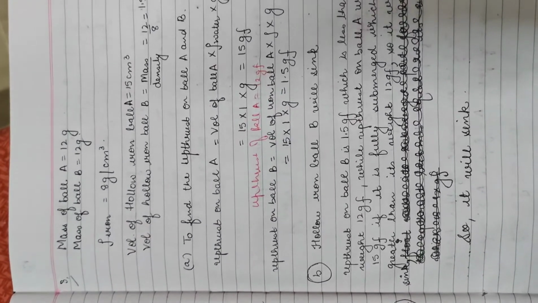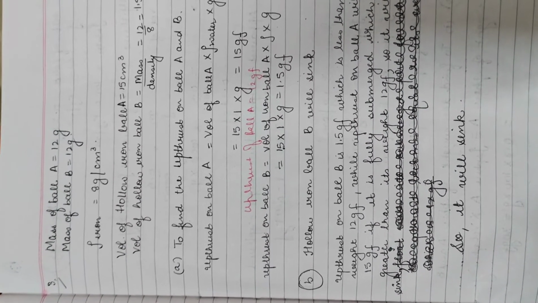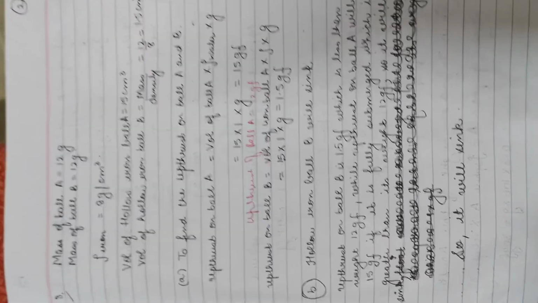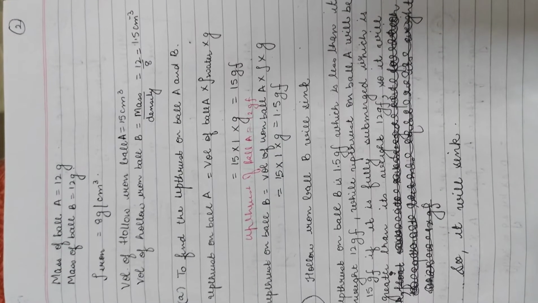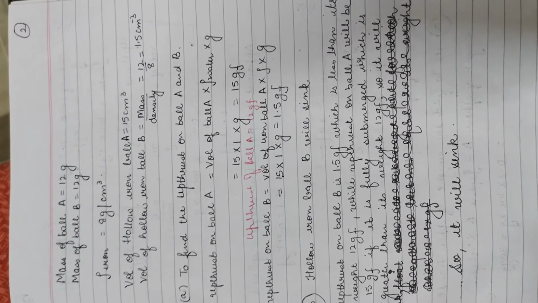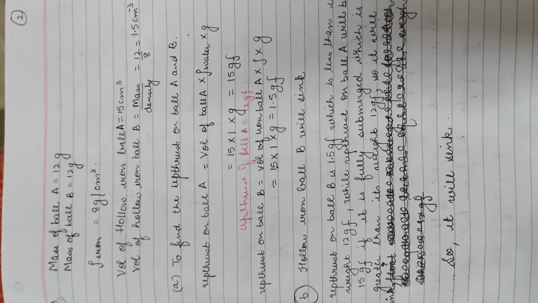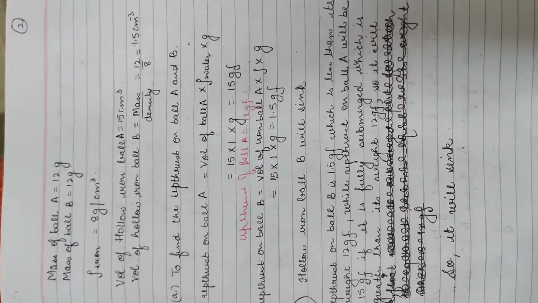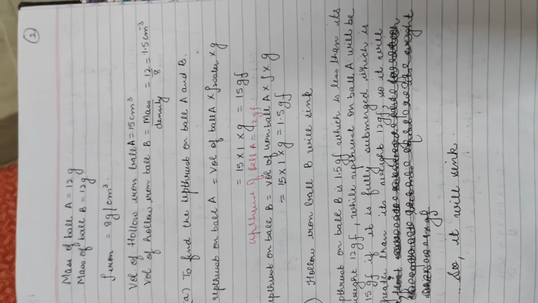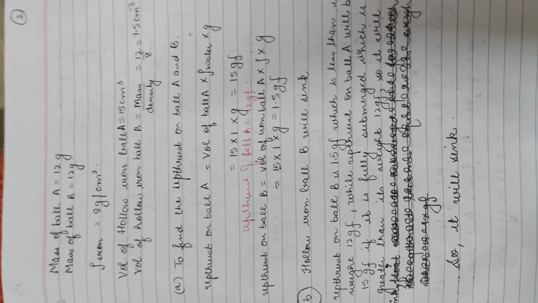Now the volume of the hollow ball is given to you, 15 centimeter cube, but the volume of ball B is not given. So we can find the volume of ball B by using the mass upon density formula, because the density of iron is given to us, that is 8 gram per centimeter cube. So from here I get the volume of ball B, that is 1.5. Now the next question is to find the upthrust on ball A and on ball B. Upthrust will be V rho G. Putting down the values, you will get it as 15 gf, and upthrust on ball B, again V rho G, in this case we get the value as 1.5 gf.